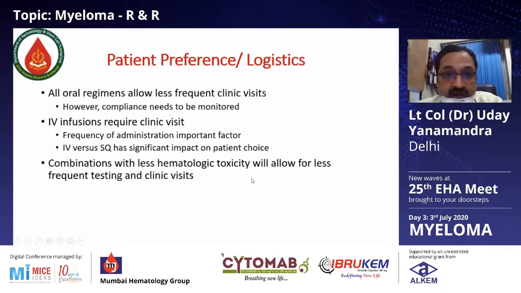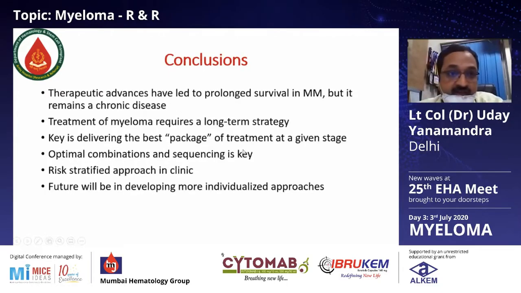So I would end my talk with this particular slide, concluding that therapeutic advances have led to prolonged survival in multiple myeloma, but it still remains a chronic disease. Treatment of myeloma requires a long-term strategy. The key is delivering the best package of treatment at a given stage. Optimal combination and sequencing is the key. A risk-stratified approach in the clinic is very important, and the future will be in developing more individualized approaches.